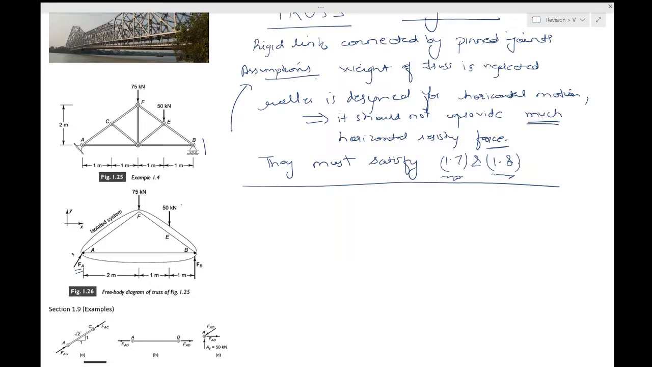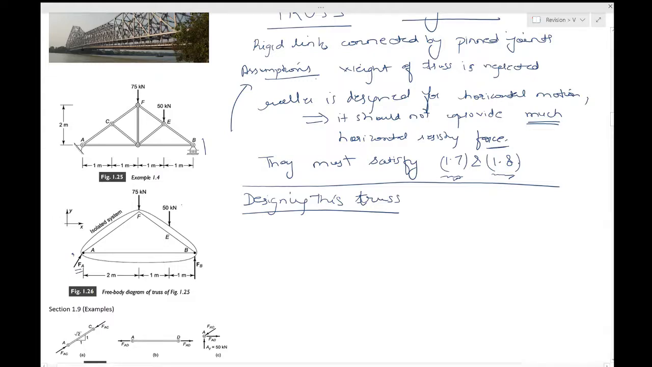Now let's think about this problem from a more engineering perspective. What you have done now was just to find the forces, and that's the end of your problem. But no, now you have to start thinking like a person who is designing this. What do I mean by designing?